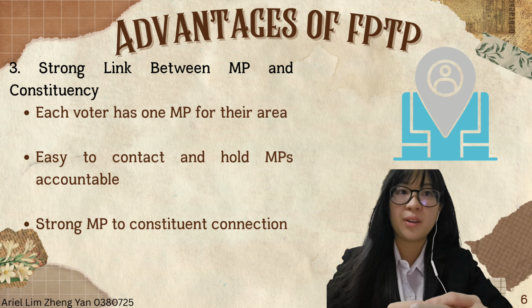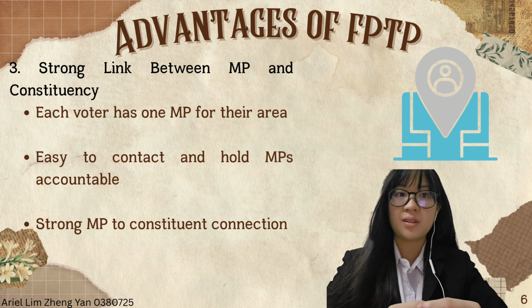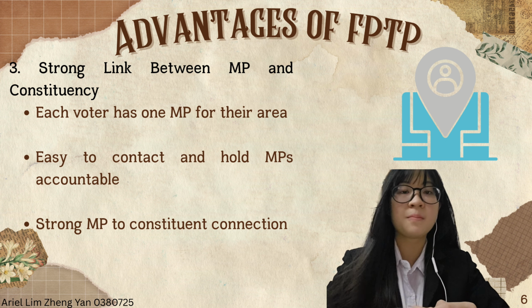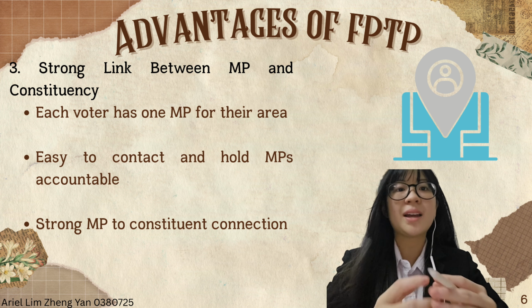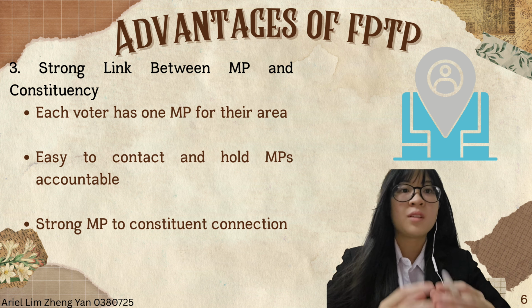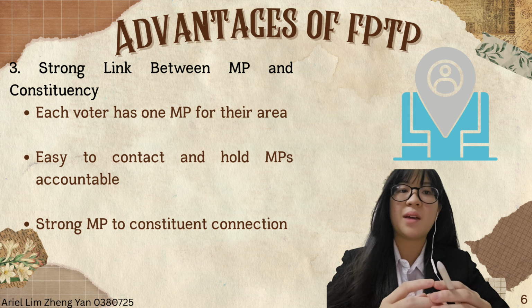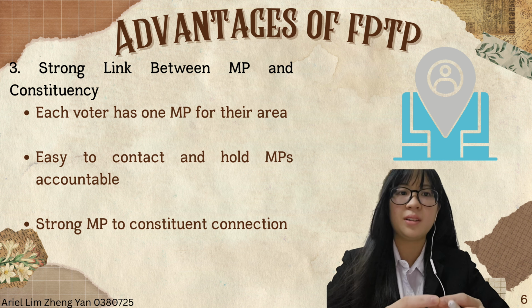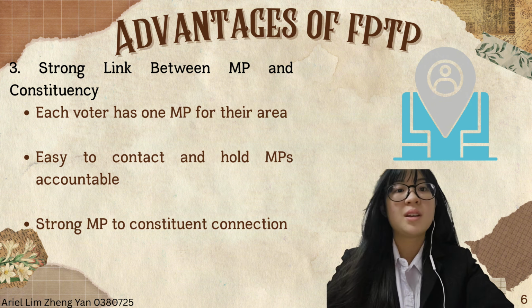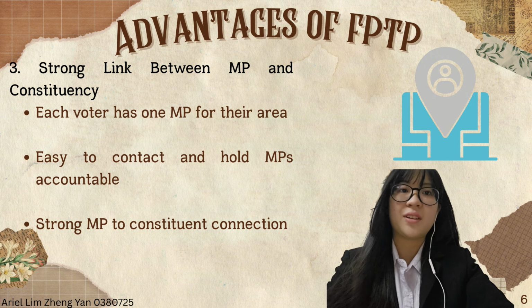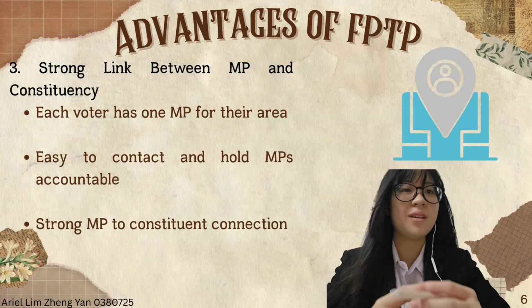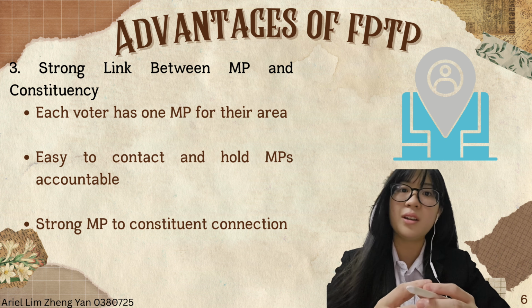Moving on to our next point, we believe that the first-past-the-post system strengthens the relationship between elected representatives and their local constituencies. Voters have an easily recognizable MP who is personally accountable to them, which promotes personal representation and makes it easier for them to connect with and access their representative.